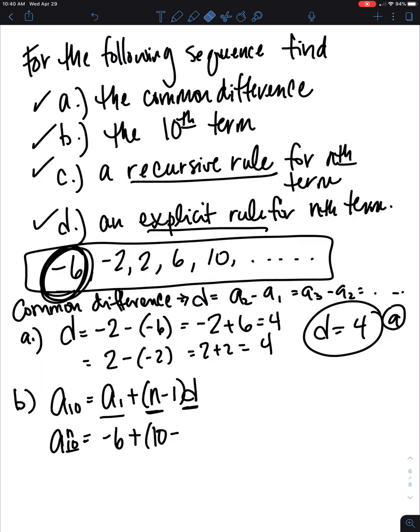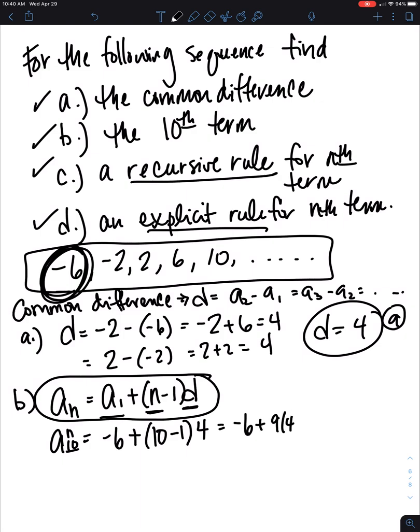I'm going to erase this. So this is really the equation that I would always use to find the nth term. Okay, so negative 6, so n is 10, so 10 minus 1, and we found our difference was 4. Okay, so I have negative 6 plus 9 times 4, and that's going to give me 30. That's 36 minus 2. So that's the answer for the 10th term.